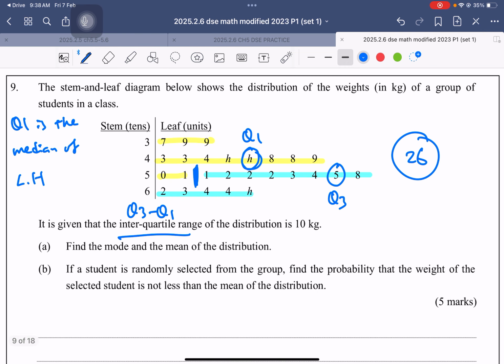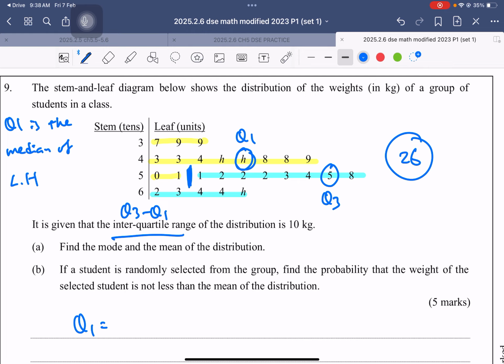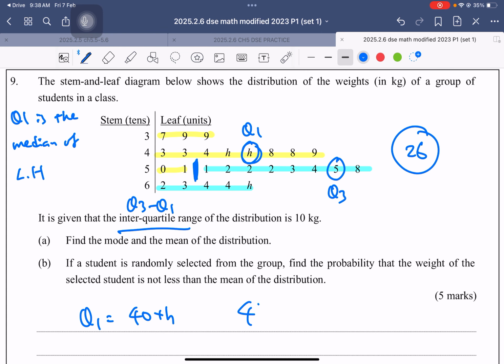So now we can say our Q1 is equal to... Savannah, what is the Q1? It's not just H. Yes, 40 plus H. You can't just write 4H. Okay, what's the meaning of 4H? 4 times H. Yeah. Okay, understand?